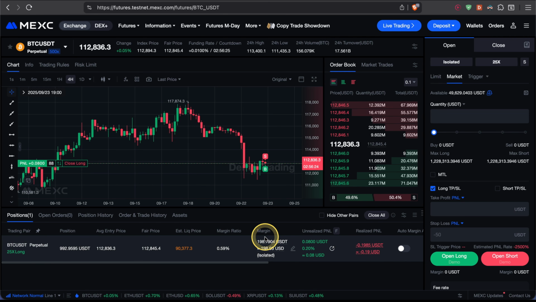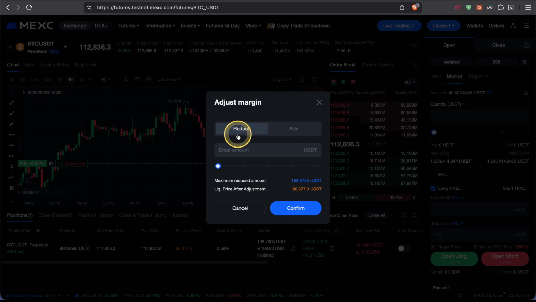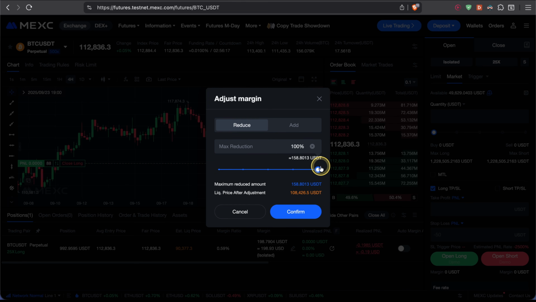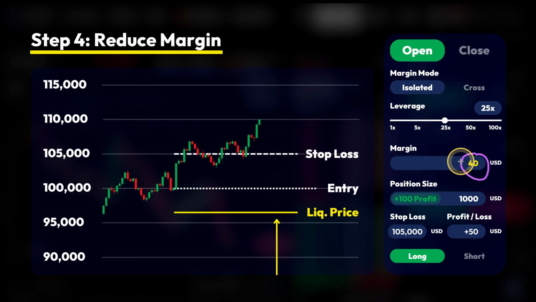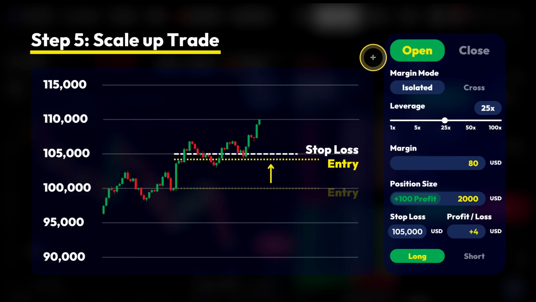And now we can also decrease our margin right here by just going here to the pen, click on reduce, and you can see we can take up to $160 out, put this to 100%, click on confirm, and you will see now we've reduced our margin to $40. We can now use this freed up capital, for example, to open further trades or to even further increase this trade. And that brings us to step 5, which is to scale up the trade.